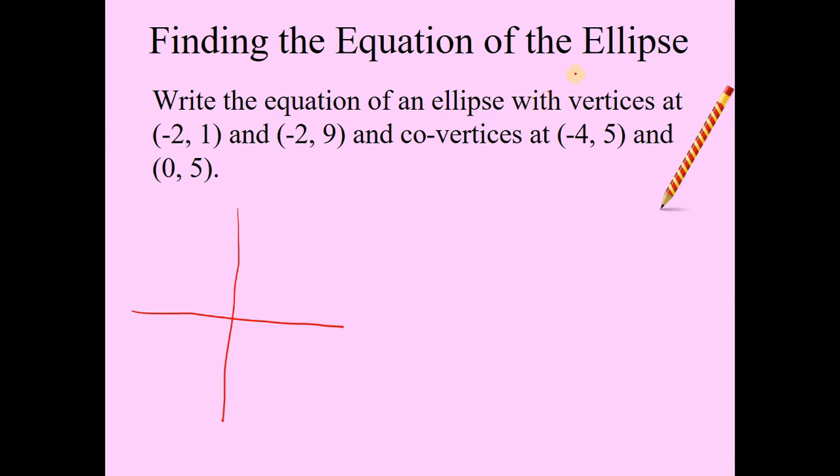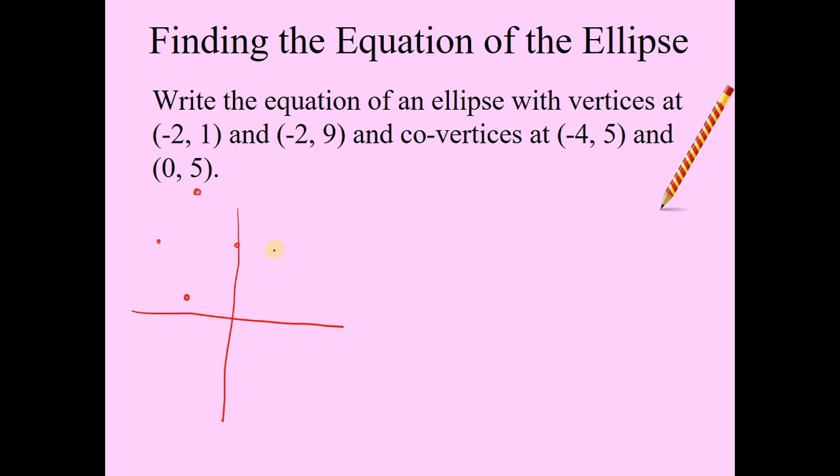So I have vertices at negative 2, 1. That would be like right here. Other one, negative 2, 9. That would be like right here. So it looks like I do have a major axis up and down. My co-vertices are at negative 4, 5 and 0, 5. So right there. Now, you're probably saying, how are we going to find the center?